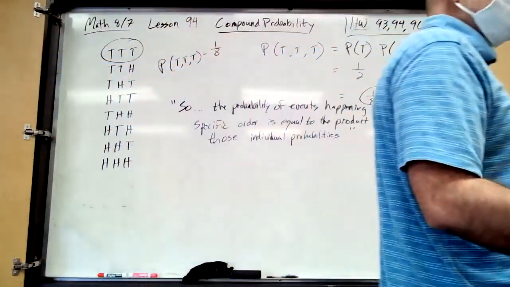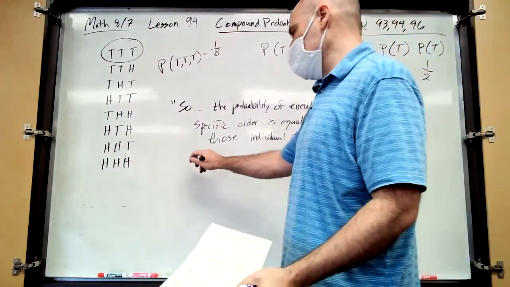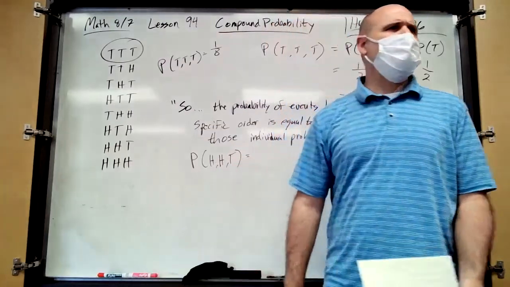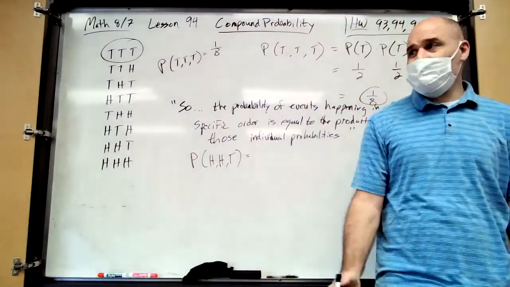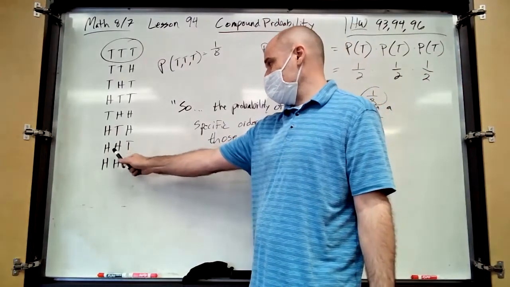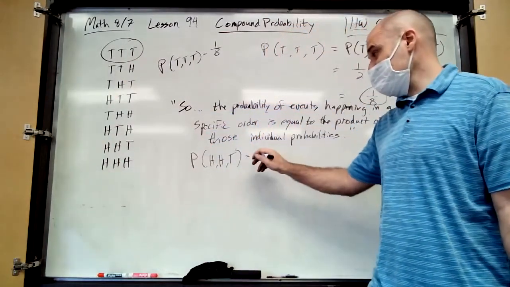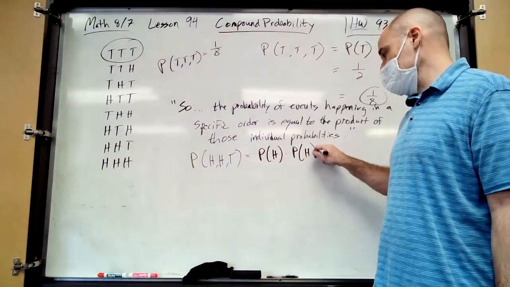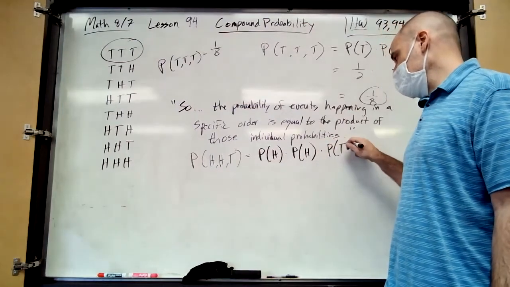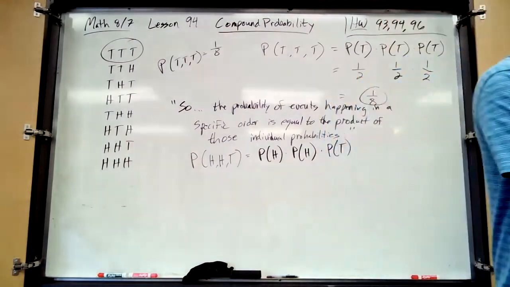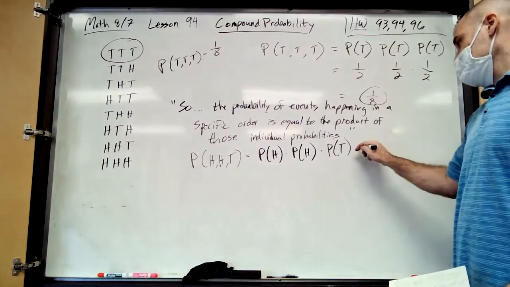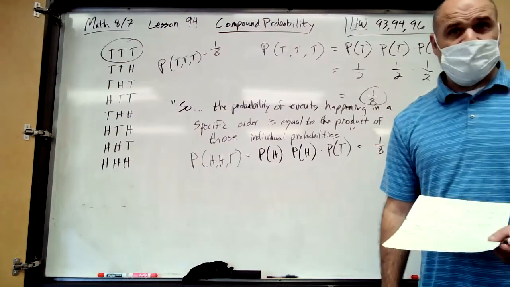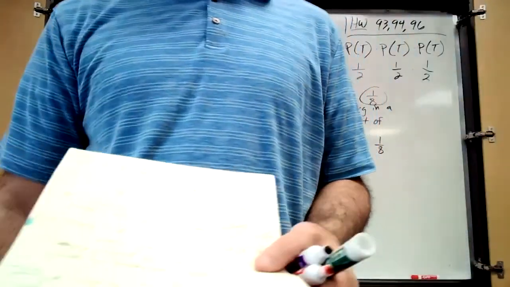Okay, so let's do this. What do you think the probability of flipping a heads, another heads, and then a tails is? Any guesses? 1/8. It's still 1/8. You can do the probability of heads, which is 1/2, times the probability of heads, which is another half, times the probability of tails. So it doesn't matter which side of the coin, the probability is the same. That's still 1/8, okay?